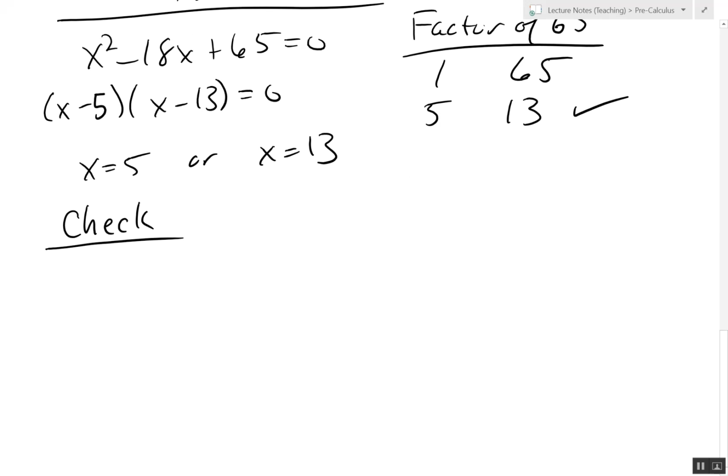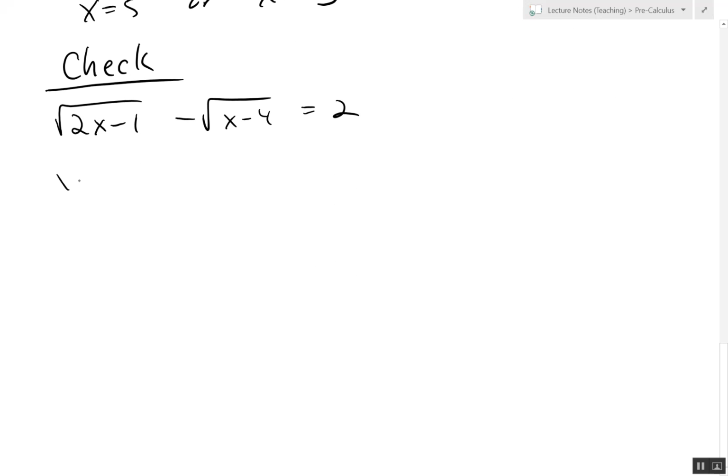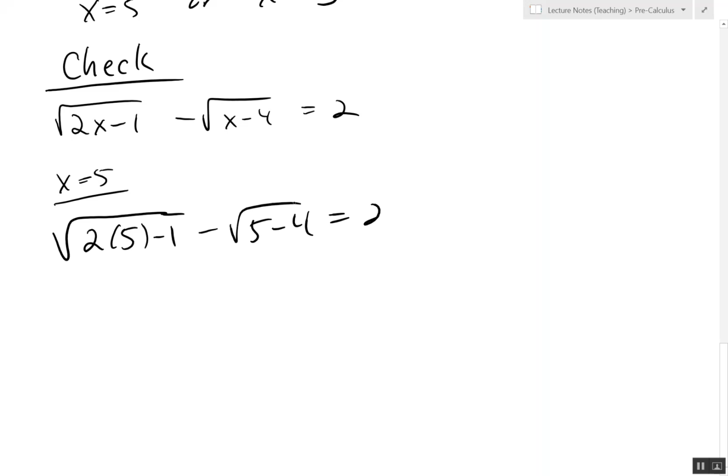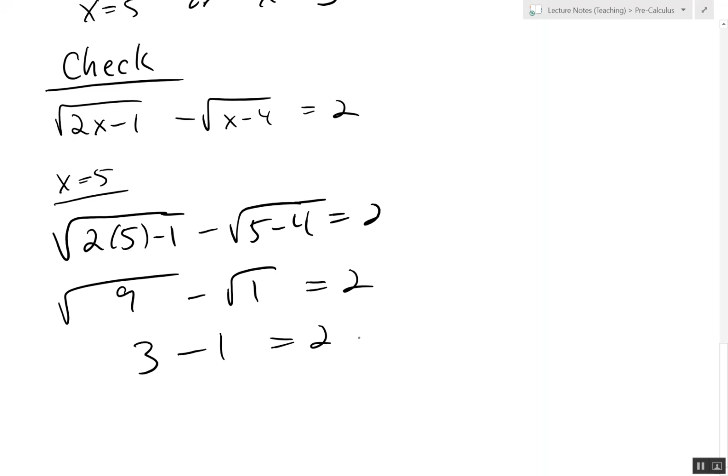And so let me write the equation again, just so you have it. The square root of 2x minus 1 minus the square root of x minus 4 equal to 2. And so let's check x equals 5. So we get that the square root of 2 times 5 minus 1 minus the square root of 5 minus 4 equals 2. So this, when you simplify, is the square root of 9, minus the square root of 1, equal to 2. So we'll have 3 minus 1, which does equal 2.